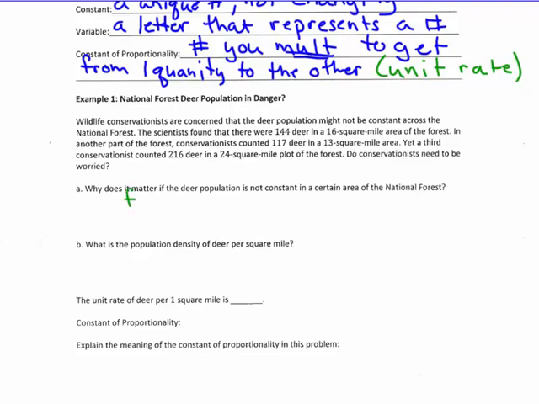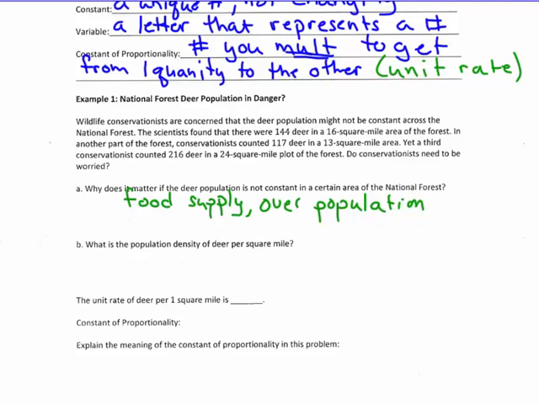Well, we would worry about food supply, right? If one part of the forest has more deer than another, that part of the forest isn't going to have as much food available per deer. You might also worry about having overpopulation. Right? If the population is too big, that's when the deer start going out into different areas and stuff, and there's accidents and so on and so forth. So those are two examples.